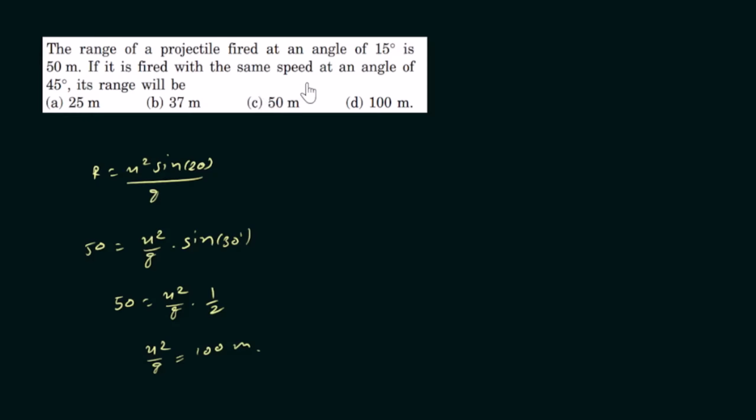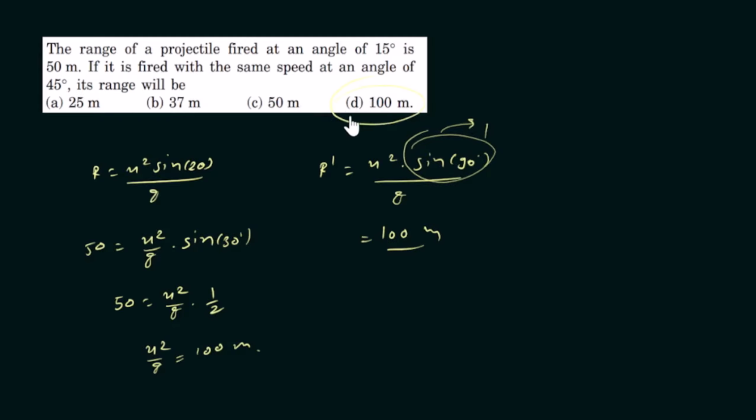If it is fired with the same speed at an angle of 45 degree, the range R dash will be u square sin 90 divided by g. And u square by g is 100 meter. Sin 90 is 1. So our correct answer will be 100 meter, option D.